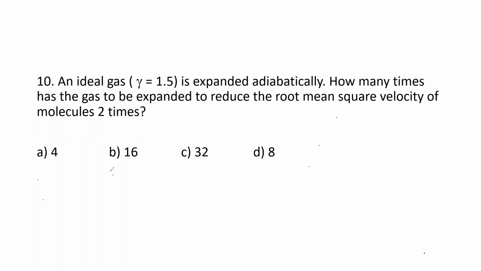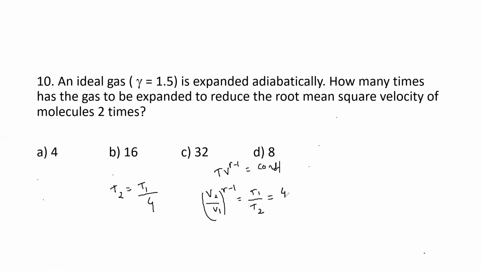So to reduce the root mean square velocity 2 times, the temperature should be reduced 4 times here. That is, T2 is equal to T1 divided by 4. The adiabatic relation, we know, is given by TV raised to gamma minus 1 is equal to constant. It is written as V2 divided by V1 to the power of gamma minus 1 is equal to T1 divided by T2, which is equal to 4.